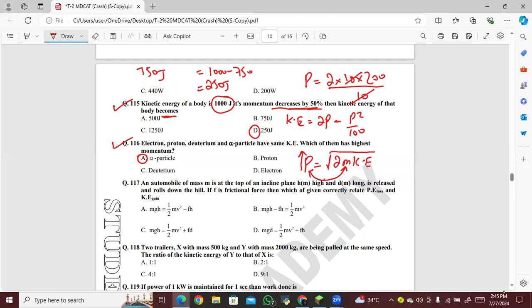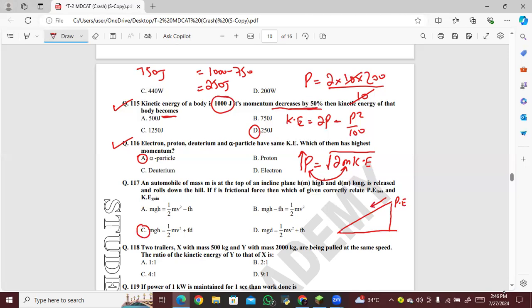117. An automobile of mass m is at the top of an inclined plane and is released and rolled down, with friction. Then the work done... So the automobile is moving downward. At the top, the input energy is potential energy. When it rolls down, the potential energy transforms into kinetic energy and work done against friction. So the answer is C.